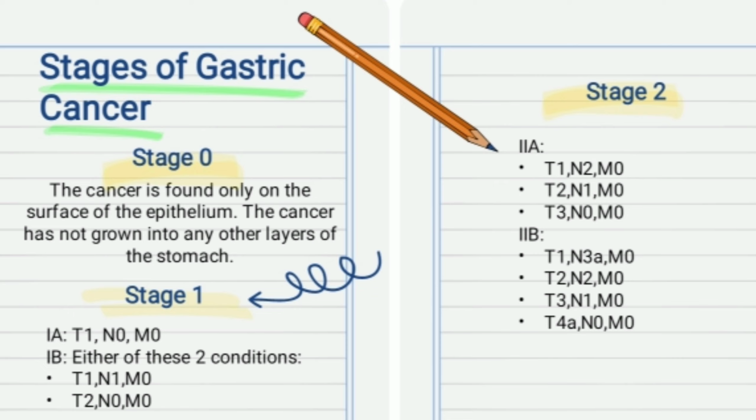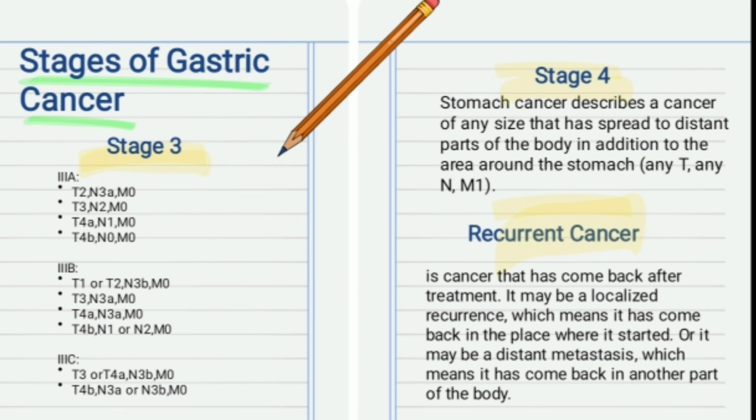Lastly, the T4aN0M0, meaning the cancer has grown through all of the layers of the muscle into the connective tissue outside the stomach, and it has grown into the peritoneal lining or serosa, but it has not spread to any lymph nodes or surrounding organs. Stage 3 is classified into three: the stage 3A, stage 3B, and stage 3C. So first, let's tackle stage 3A.